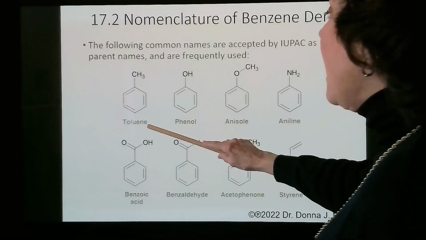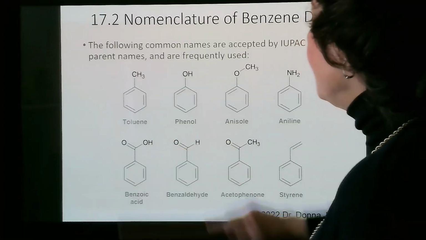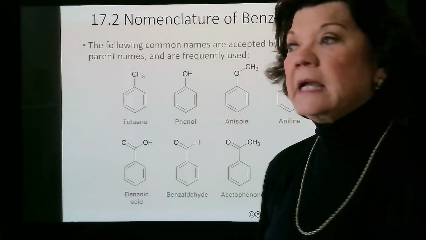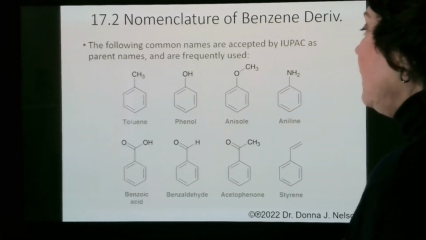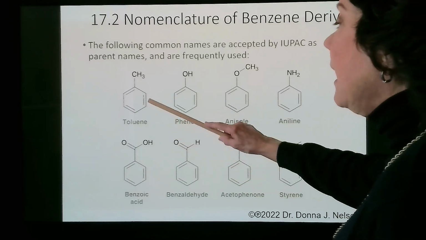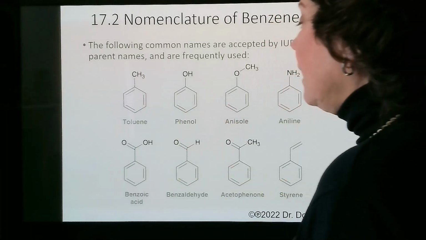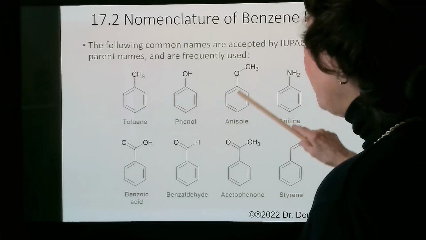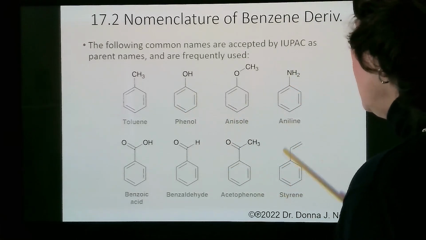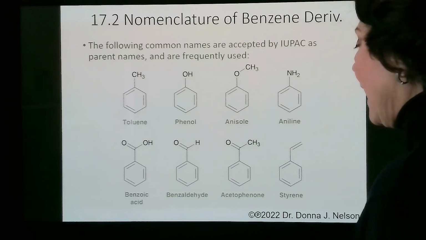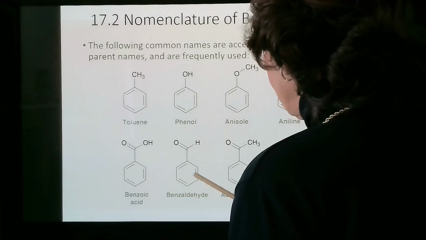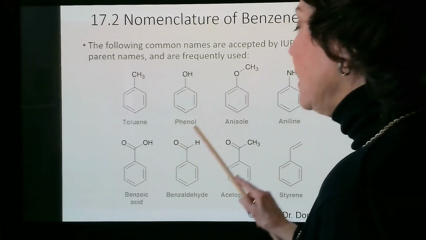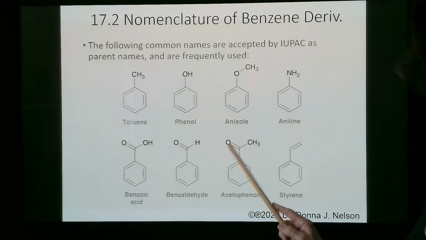benzene derivatives have common names which have been accepted and adopted by IUPAC. And so these can be used as the parent name. And so methylbenzene is called toluene, hydroxybenzene is phenol, methoxybenzene is anisole, aminobenzene is aniline, etc. And so it will be necessary for you to learn the names of the compounds shown here.